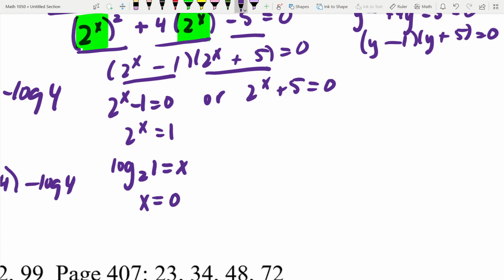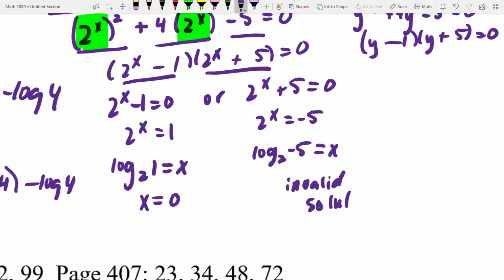Yep. Do this one. 2 to the x equals negative 5. Convert it. Log base 2 of negative 5 is equal to x. Somebody talk to me. Can't do it. So we're going to say invalid solution. Why can't you do it, honey? Negative. There's my answer. Do I have to check it? No. Should I check it on the quiz or the test? Heck yeah, for sure. You can check it quickly.